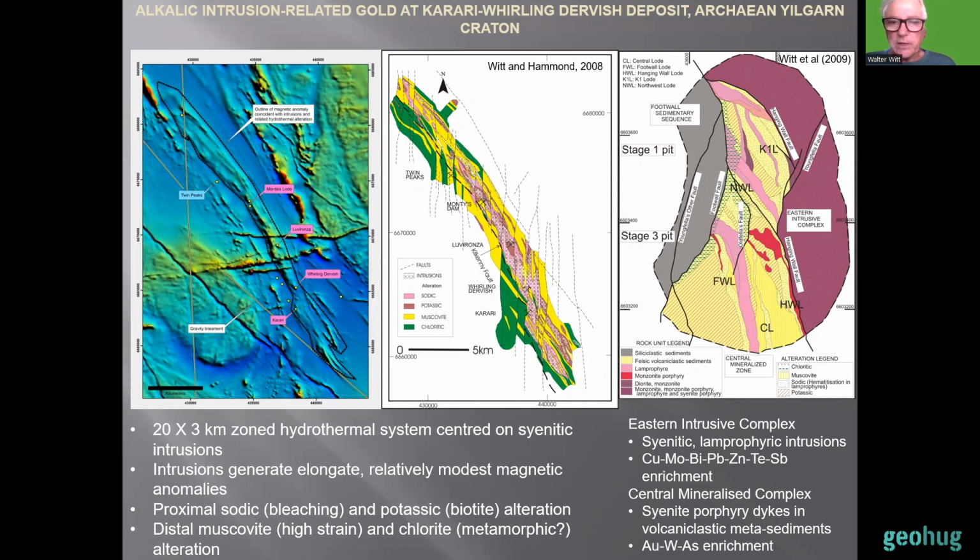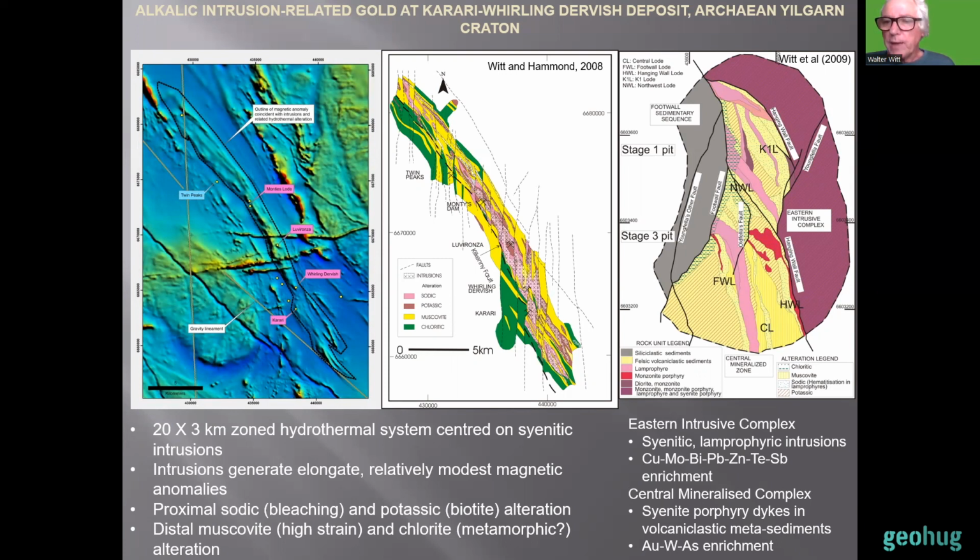Outboard of this, in yellow, is a muscovite-rich zone, which is formed by strain accumulation during subsequent regional deformation. This is not a phyllic alteration zone, there's no pyrite. And finally, the green facies is a chlorite alteration facies, which probably has some connection to metamorphism and shows an association with the north-south faults.